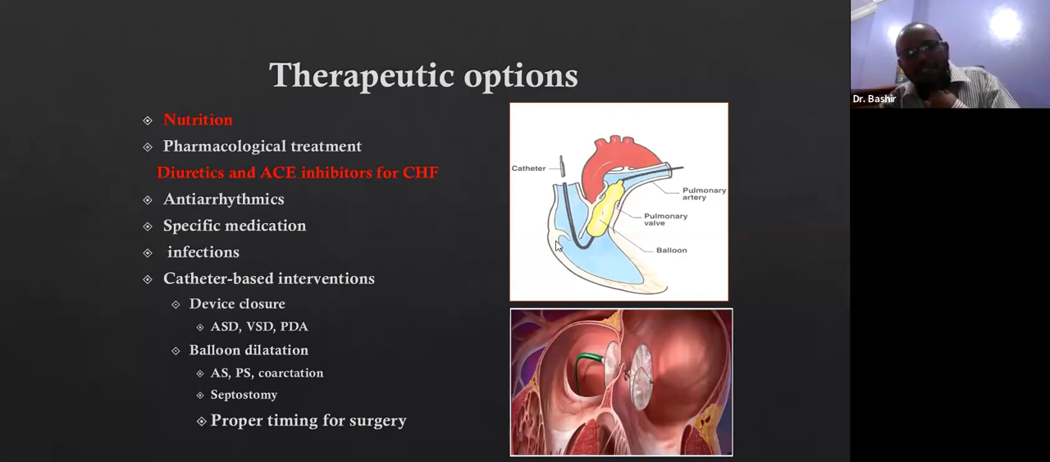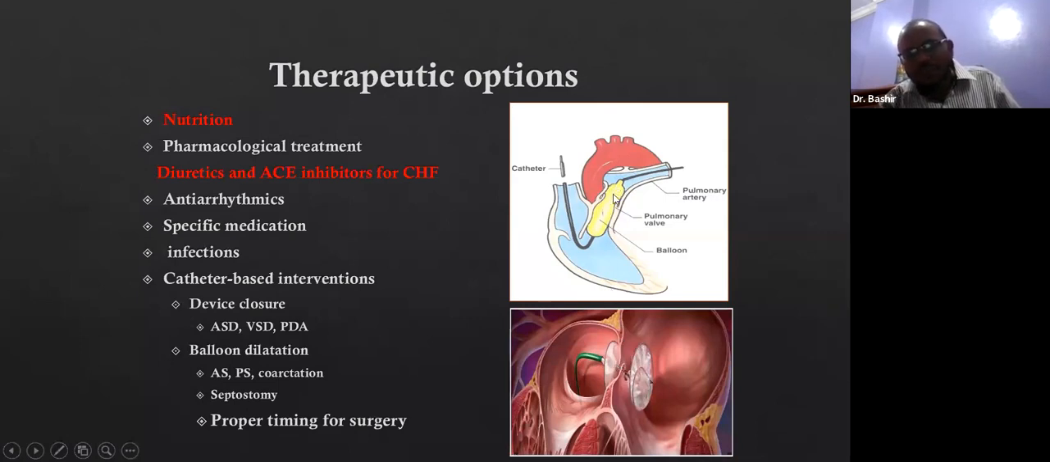If the child needs catheter-based intervention, the cardiologist will do it. Like this one, this is ASD closure. This is an ASD device. There are 2 discs, one disc here and the other disc here. They will be like a button closing the atrial septal defect.